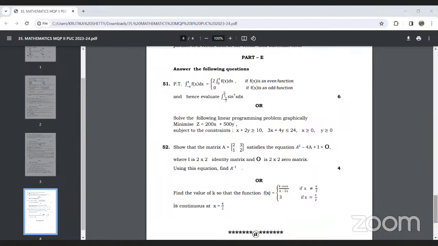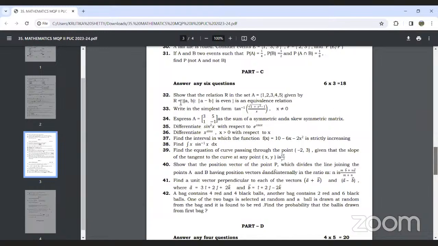So we will begin with the discussion on part C. The question over here is: show that the relation R in the set A = {1, 2, 3, 4, 5} given by R = {(a, b): |a - b| is even} is an equivalence relation. So we need to show that it is an equivalence relation. A relation is an equivalence relation if it is reflexive, symmetric, and transitive.